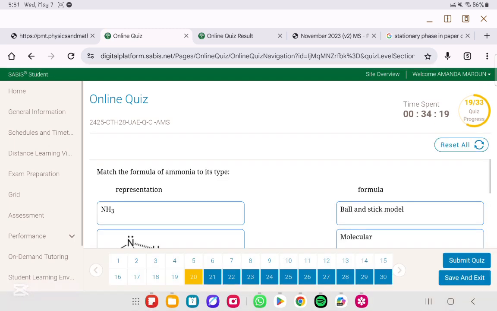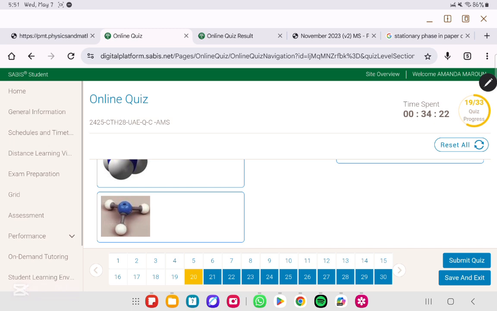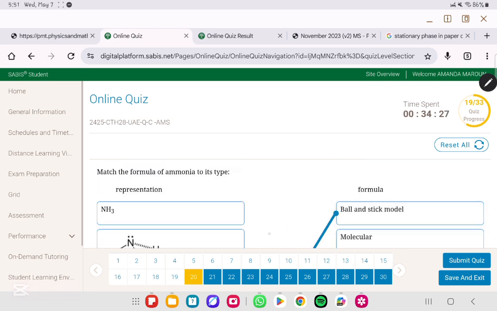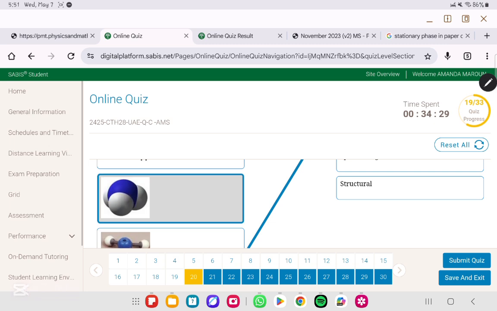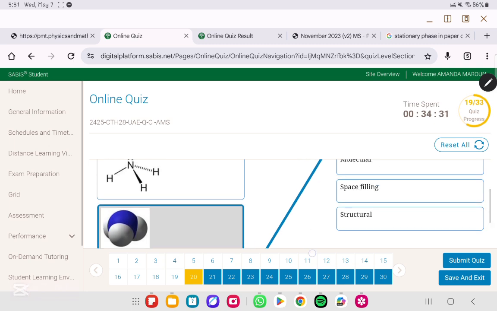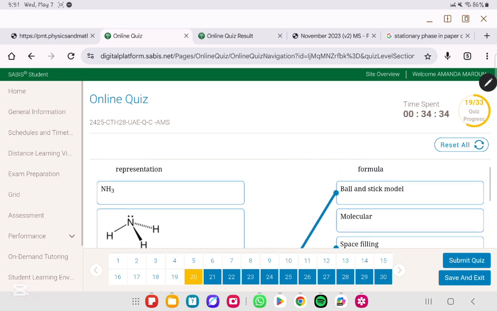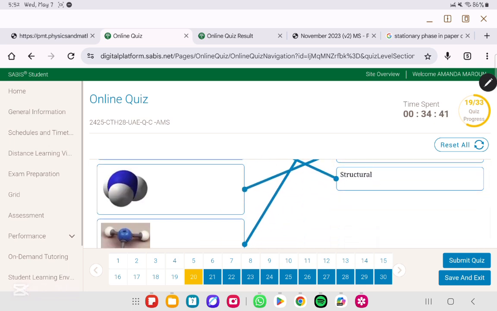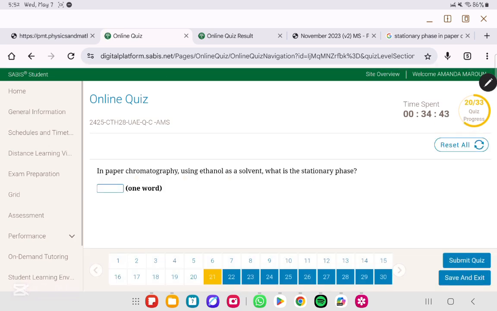Number 20, okay. Very simply, if you see a bunch of balls and sticks, you will call this the ball and stick model. If it looks like it takes up space, then you call this what? You call this a space filling. This is the molecular formula because it's a molecule, and this is the structural formula because it's showing us its structure, very simply. We move on to 21.